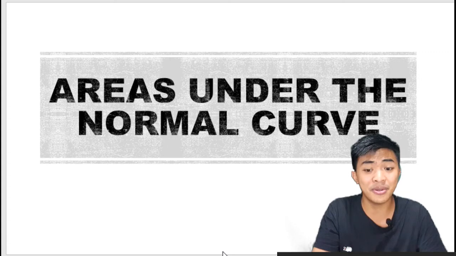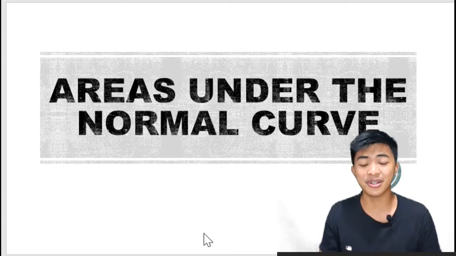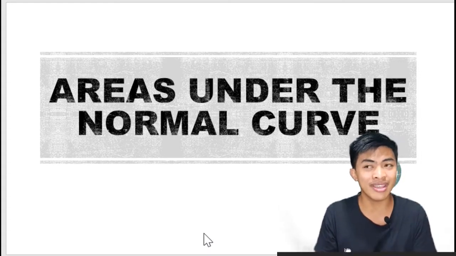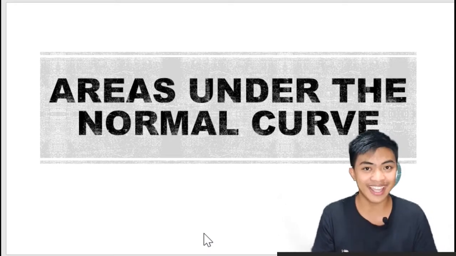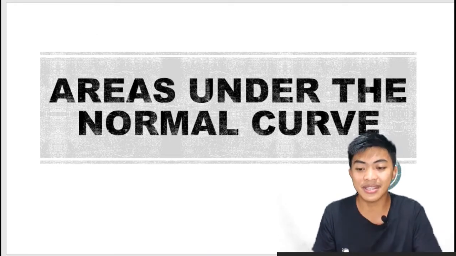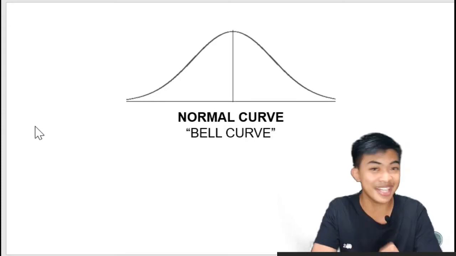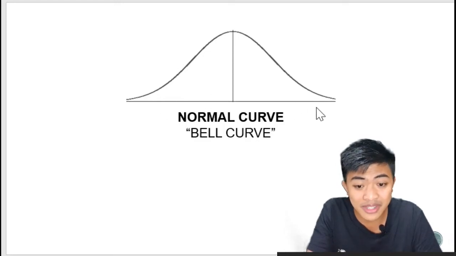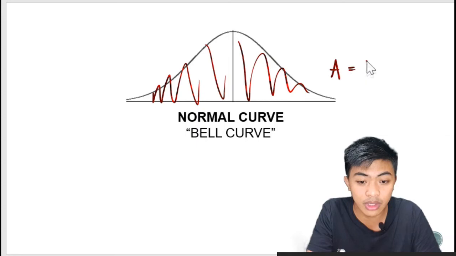Okay, so we know that area is how wide a surface is. And we know that the area of a circle is pi r squared. And the area of a square is the square of the length of its side. Yung shape natin ngayon is yung normal curve or bell-shaped curve. The area bounded by this graph and the horizontal axis is exactly equal to 1.